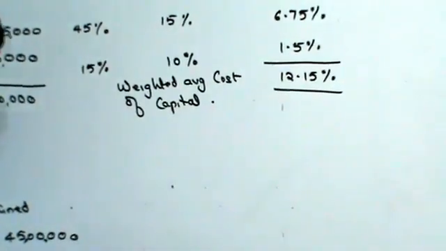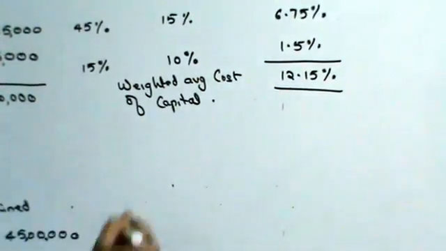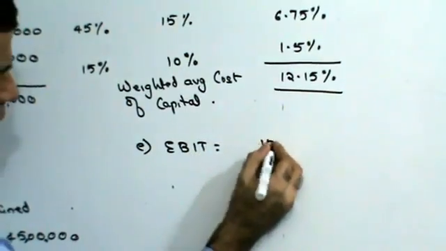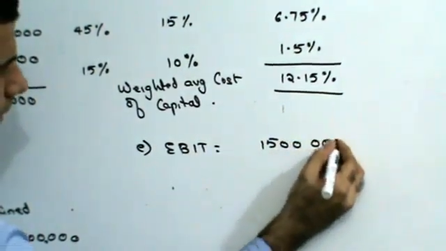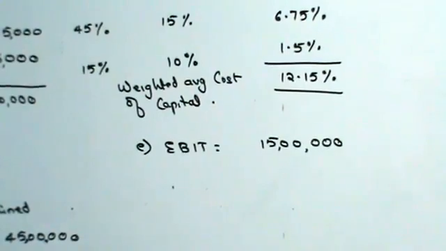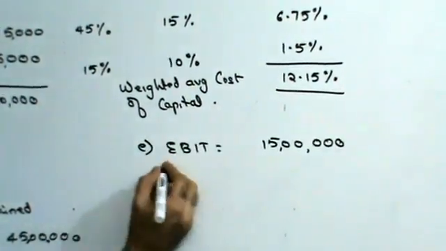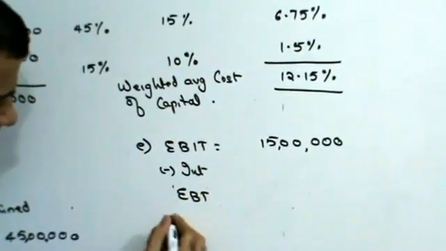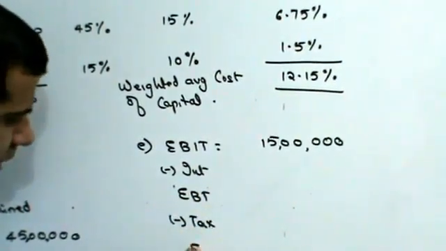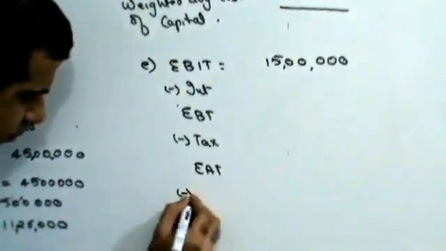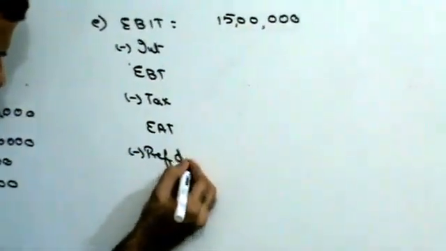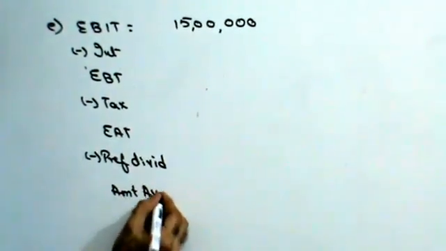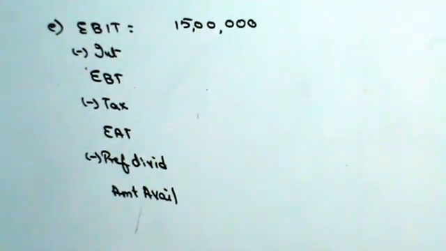Now, they have also given you that the earning before interest and tax is 15 lakhs. They have asked you to calculate the EPS, right? Earning before interest and tax is given to you as 15 lakhs. Okay. Now, let's see this. Let's make the format first. Less interest will give you EBT, less tax will give you EAT, less preference dividend will give you amount available.